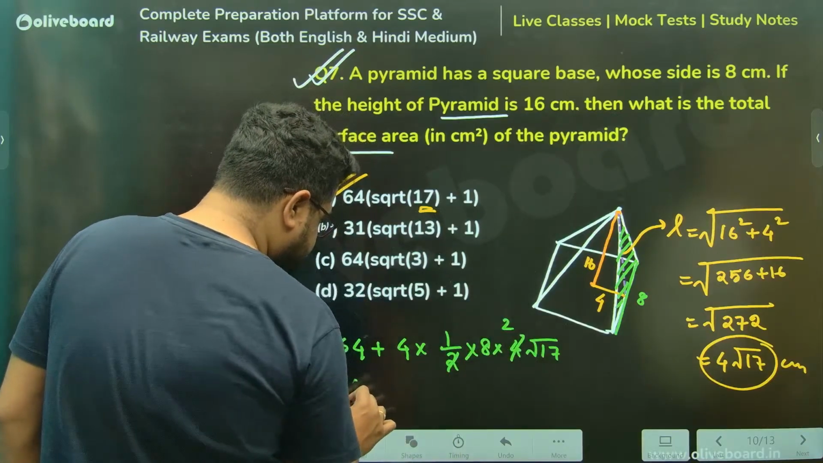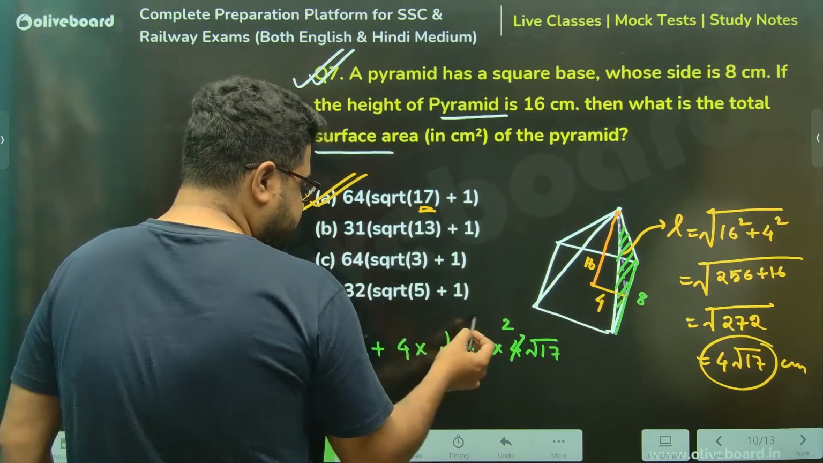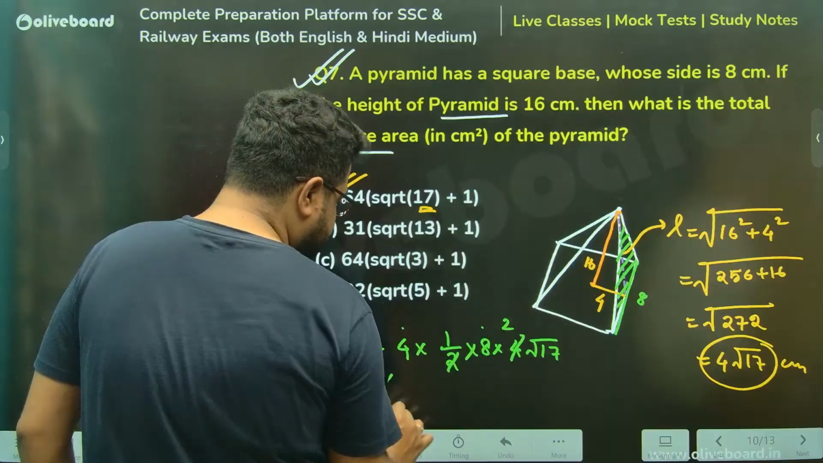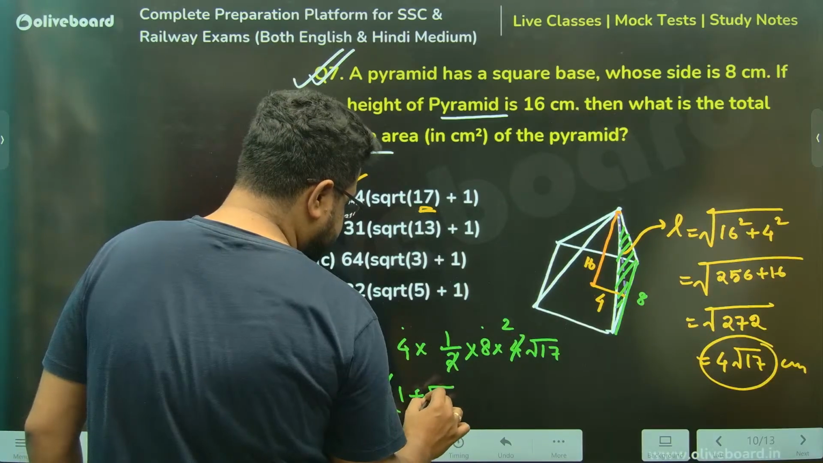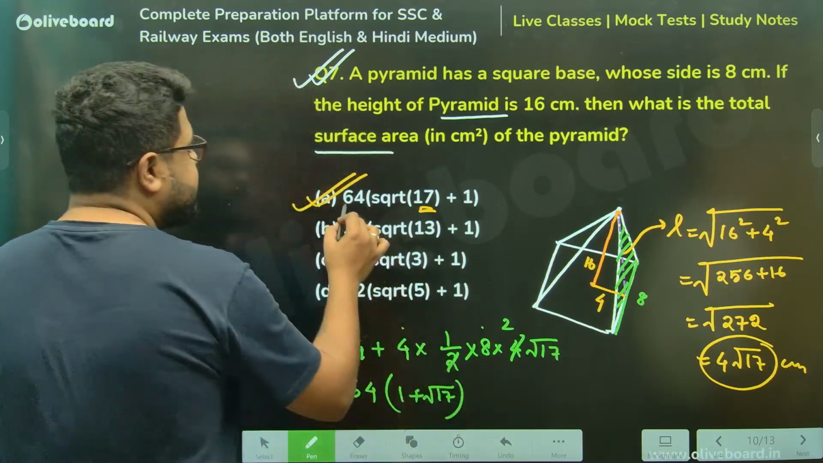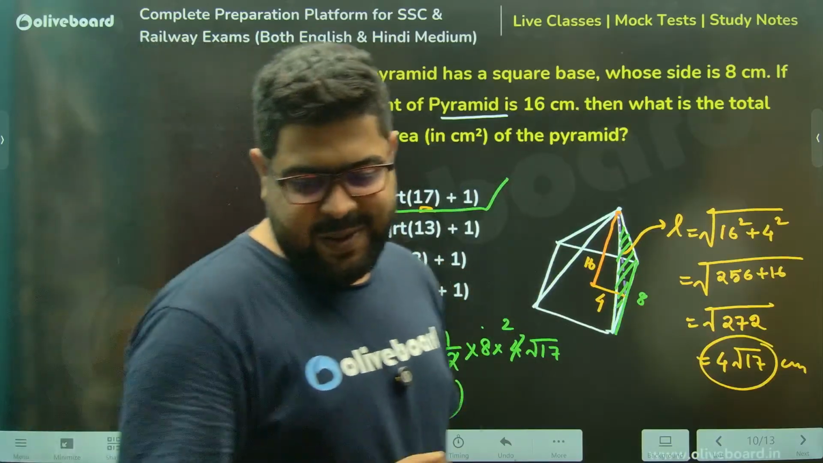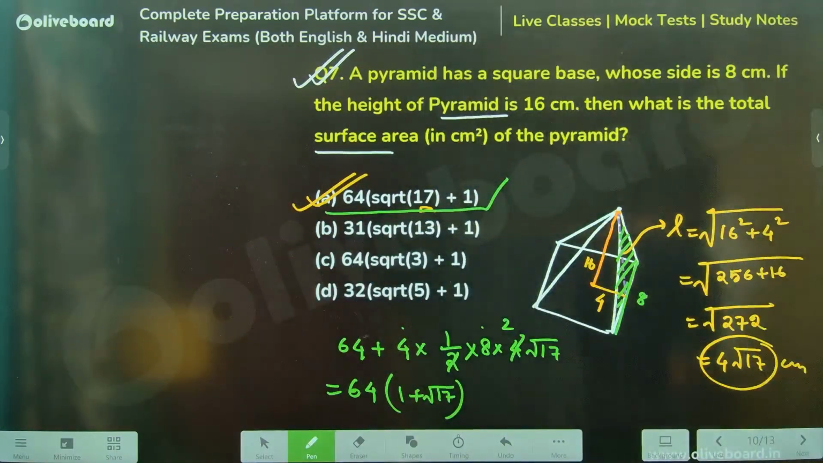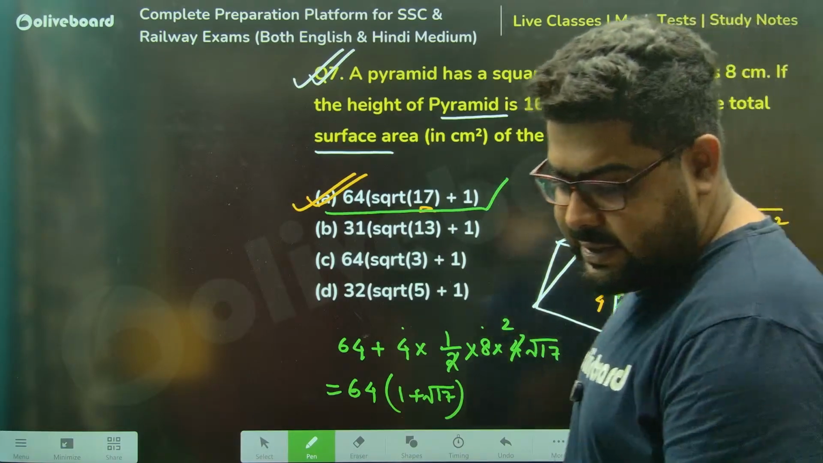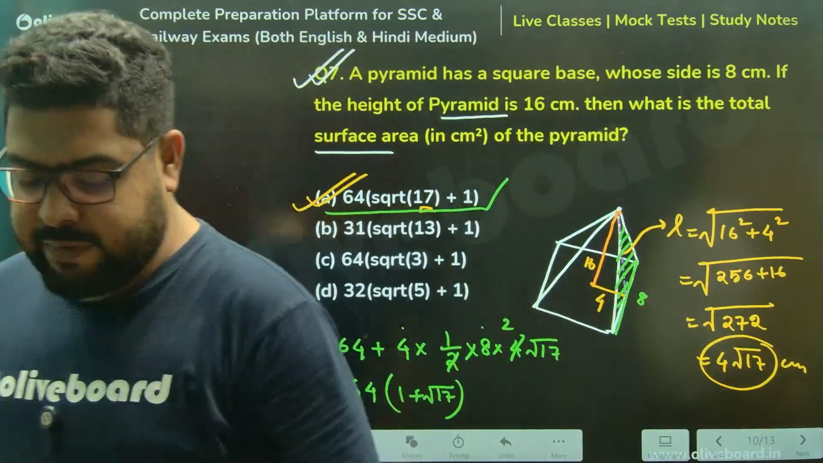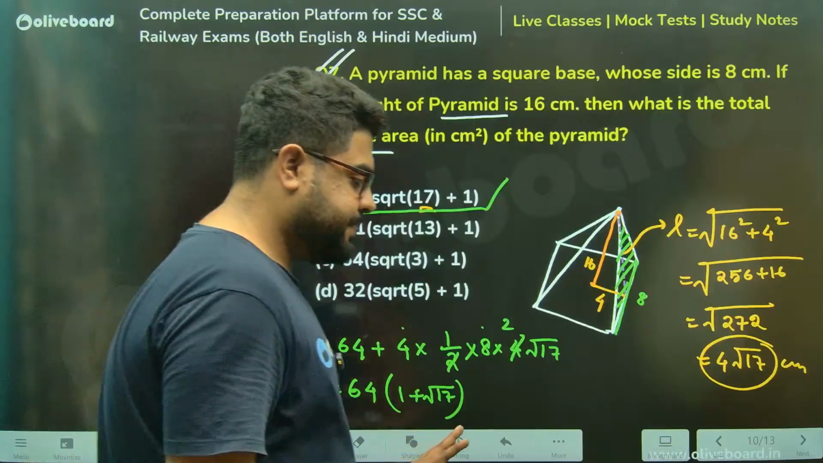So again 64. Sir, 4 8s are 32. 64 will go common. 1 plus root 17 is the correct answer. You see, from the get-go, we knew this has to be the answer because root 17 is there in only one option, sir. There is no other option available. Clear, everybody? Very simple question. Nothing very difficult about this.